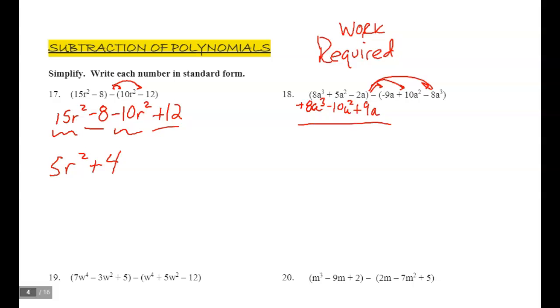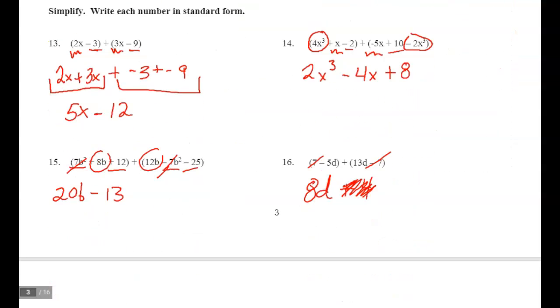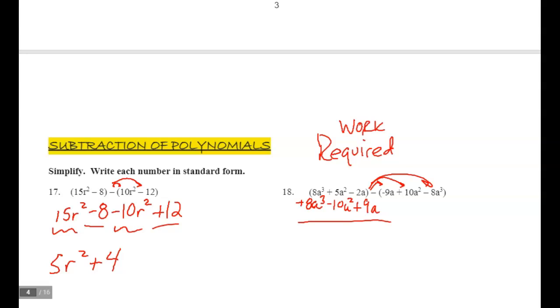And I tried to line them up the best I could. My handwriting's not quite that small, but my a cubes match. I can't add an a cubed to an a squared, because if we go back to what we were saying up here, you have to have the same variables with the same exponents. So I can't add cubes to squares. I can't subtract cubes from squares. So I add them together, 16a cubed here. 5 minus 10, negative 5a squared, negative 2 plus 9, 7a.